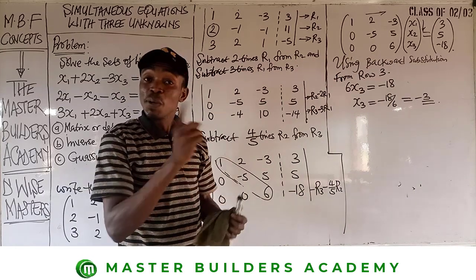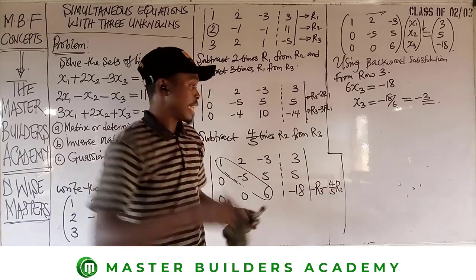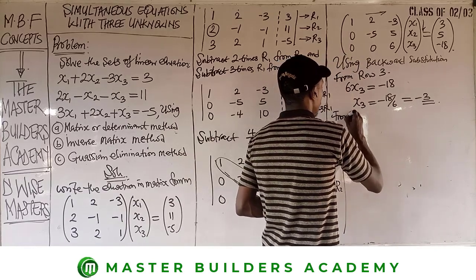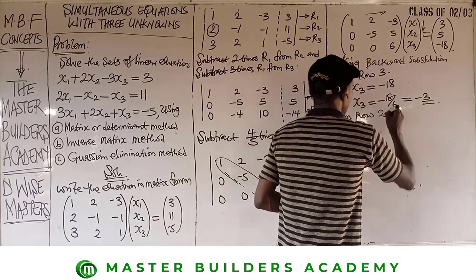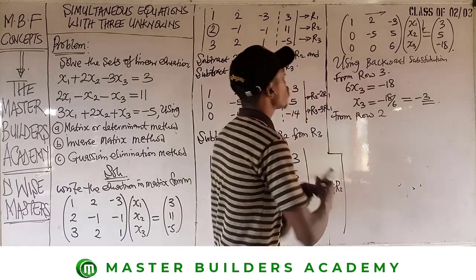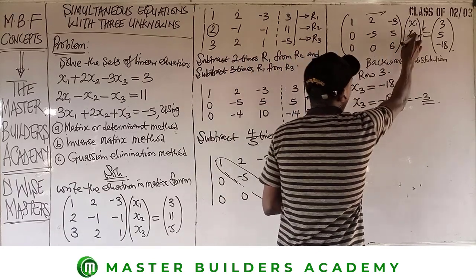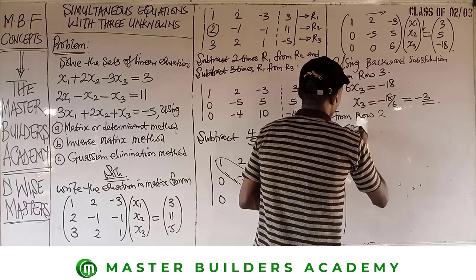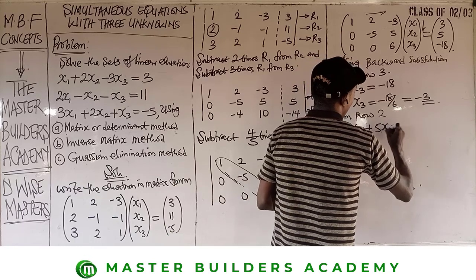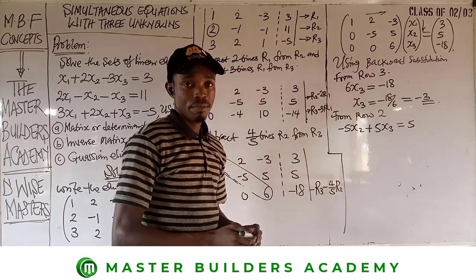We have minus 3 when we use other methods earlier, right? But in this case, we start from behind. Now, in order to do this, the next is what? From row 2. In row 2 now, we have x2 and x3. So when we also do our multiplication, 0 multiplied by x1 is 0, minus 5 multiplied by x2 is minus 5x2, and then plus 5x3 is equal to 5. This is what we have.